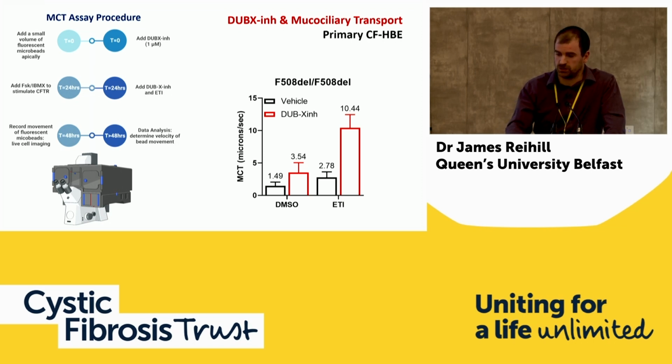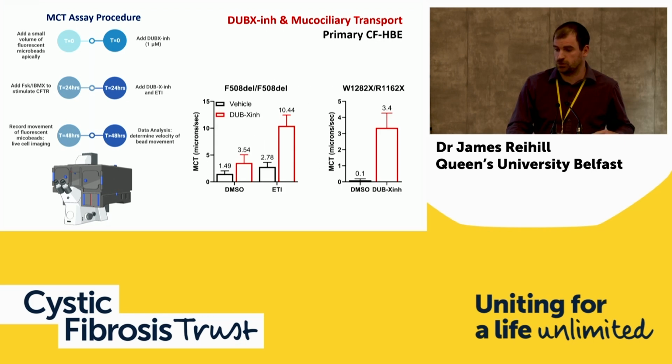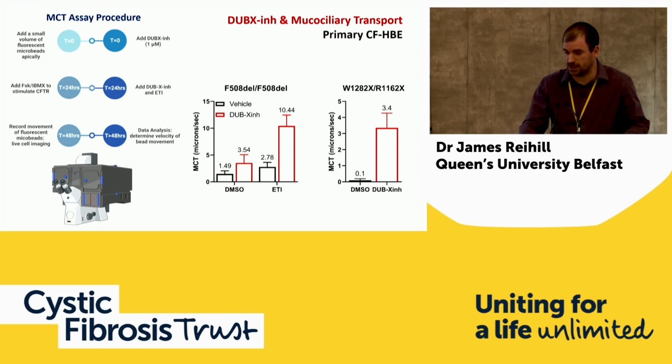And then also, because we see effects of the DUB-X inhibitor alone, in the absence of any CFTR correction, what effect will that have in, for example, class 1 mutations where we have a loss of CFTR protein and thus there's nothing that's modulatable? We've done some preliminary work in recent weeks, looking at some HBE cells carrying this nonsense mutation. And encouragingly, we do find there's this uplift in mucociliary transport in the presence of our DUB-X inhibitor. So we're keen to look more at this in the coming weeks and months.